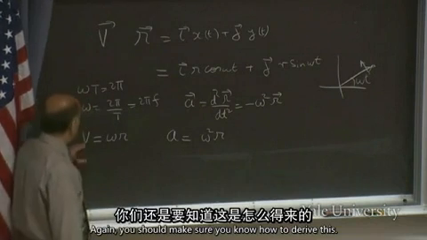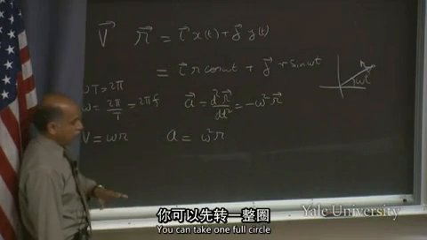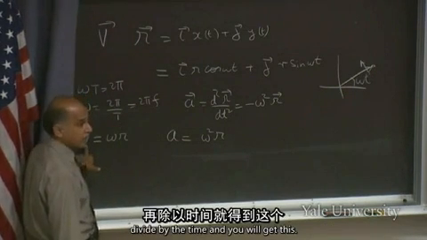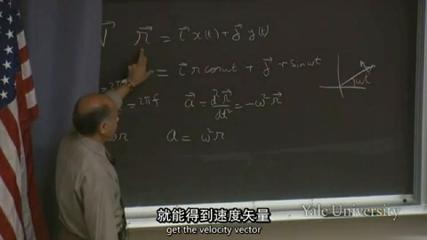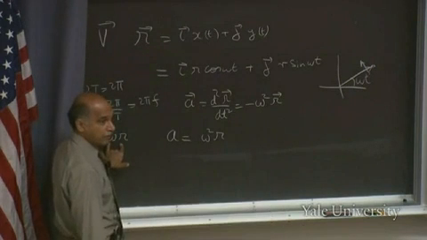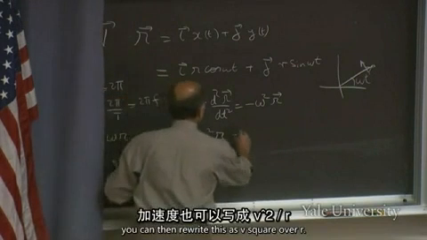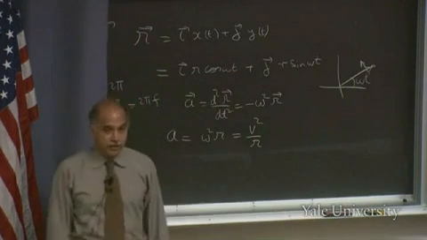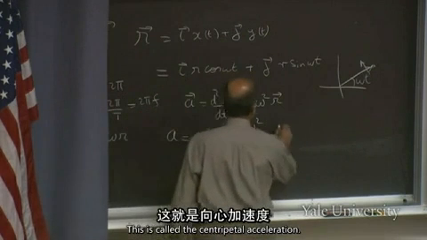Again, you should make sure you know how to derive this. You can do it any way you like. You can take one full circle, you realize the distance traveled is 2 pi r, divide by the time, and you will get this. Another way, take the derivative of this, get the velocity vector, and you notice its magnitude is a constant, and the constant will be omega r. So whichever way you do it, you can then rewrite this as v squared over r. This is called the centripetal acceleration.